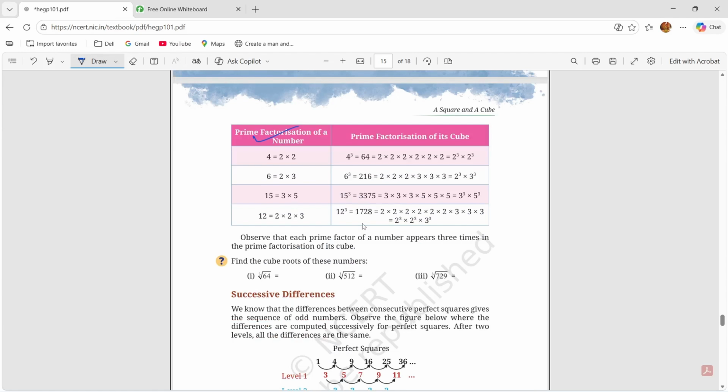Now let us check it. Prime factorization of any number. See here, prime factorization of any number. 4 is equal to 2 times 2. 6 equal to 2 times 3. 15 is 3 times 5. And 12 is 2 times 2 times 3. Now here check it for cube.